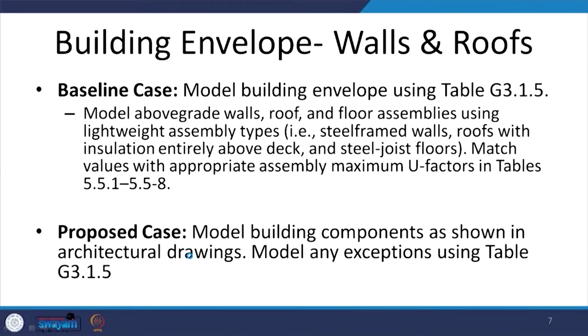So, in the baseline case, the performance of the building will be calculated by rotating it in all 4 orientations. In that manner, the consideration towards design in the proposed case will be given an advantage. The next is building envelope. We have already seen what the prescriptive requirements are as per standards and codes.